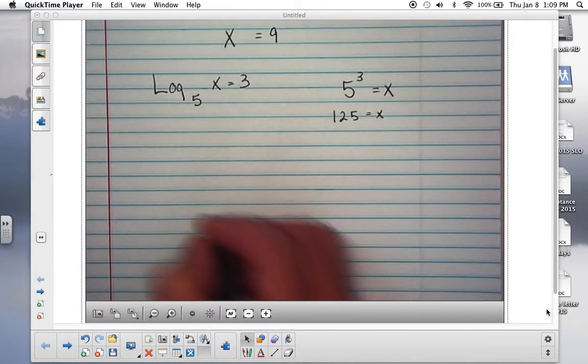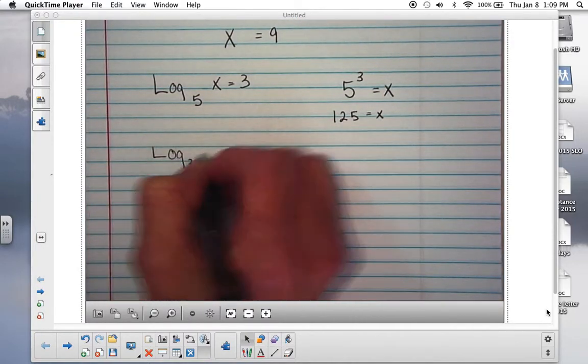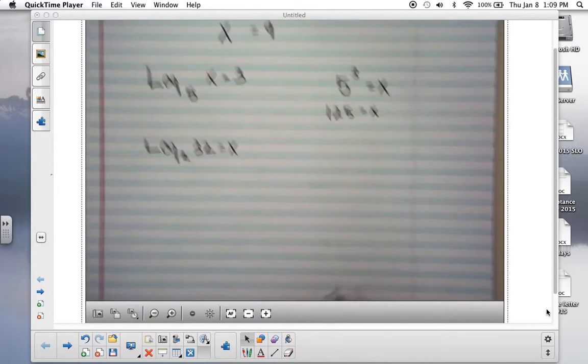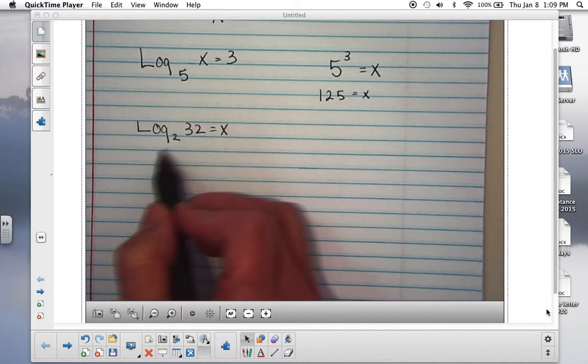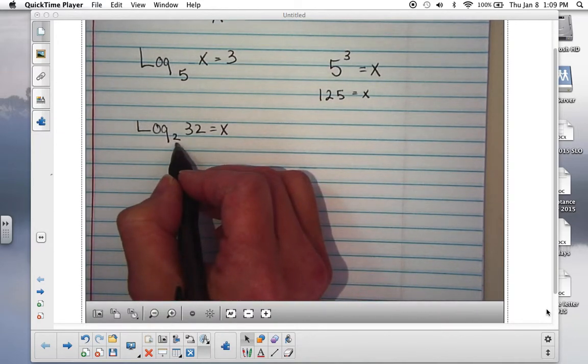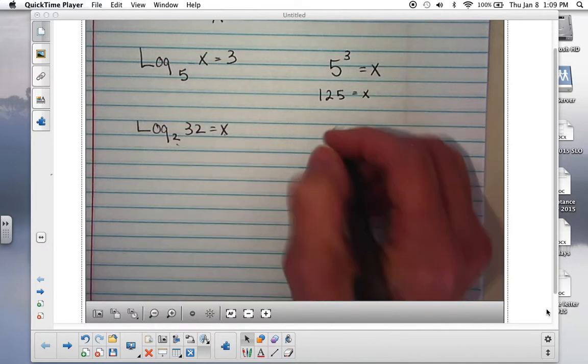And then the last potential place the x could land, well, what if x is over there? Again, first step is to be able to do the switch. You have to be confident getting out of log and into exponential. It will be 2 raised up to the x equals 32.